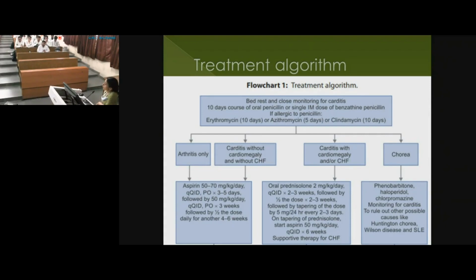So we give them a single dose of benzathine penicillin or a 10-day course of penicillin. If they are allergic to penicillin, which are the drugs which can be given? Erythromycin or azithromycin or even clindamycin. Right? If there is only arthritis, then we start with aspirin, 50 to 70 milligram for 5 days, and then we taper it off gradually over 6 to 12 weeks. Carditis without cardiomegaly, which is only diagnosed on echo, subclinically: again aspirin. Carditis with cardiomegaly or CHF, then we will start with steroid.